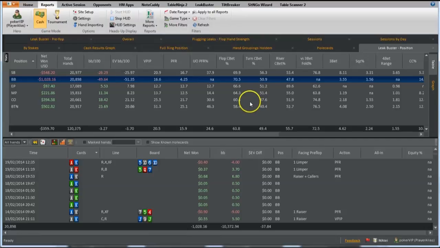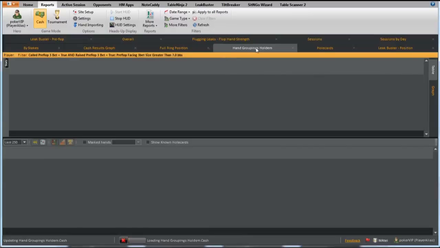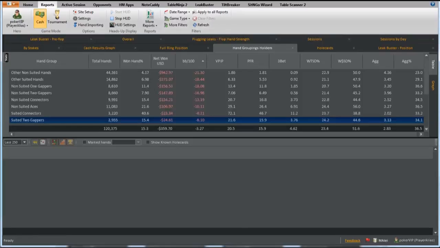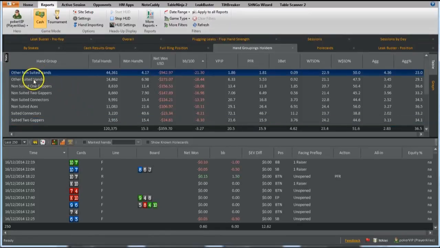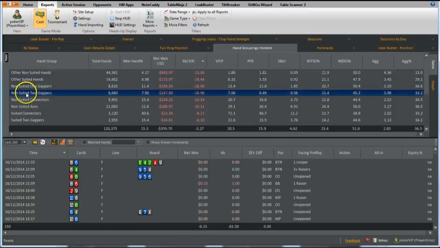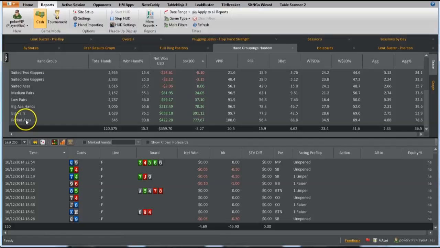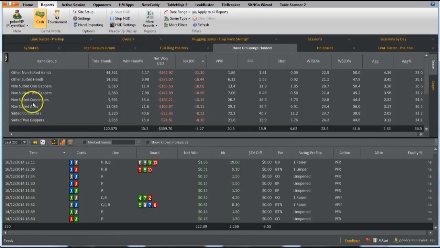Just to give you an example of one kind of report you can run, which I find very useful, is this hand groupings hold'em report here. So this breaks down all of the hands into the different types of hand categories we can play pre-flop, i.e. things like suited aces, suited connectors. You'll see in the list, other non-suited hands, non-suited one-gappers, non-suited two-gappers, etc. It has the whole list, all the way from pocket aces down to offsuit two-gappers, etc.